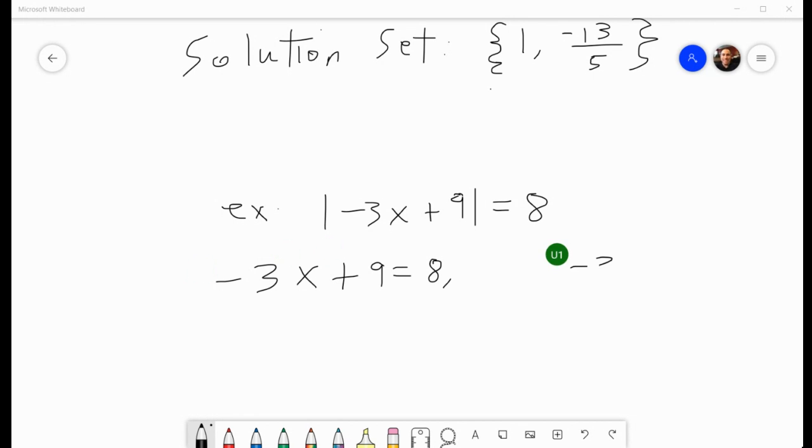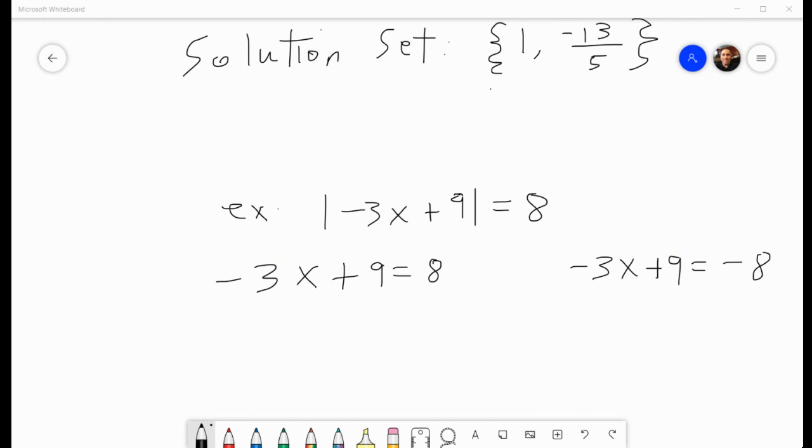And we have minus 3x plus 9 equals negative 8. We have two equations here, so we want to solve both.